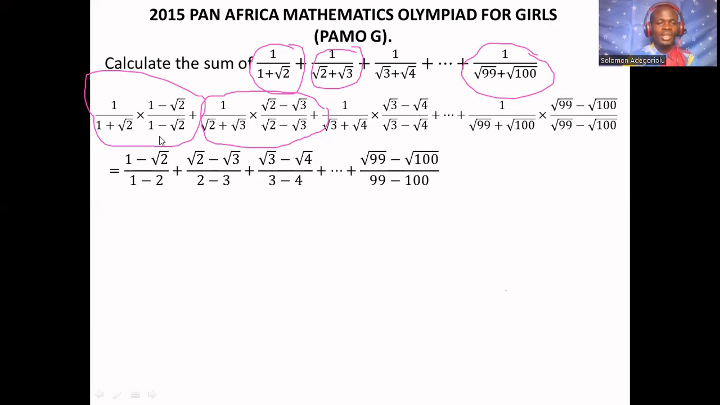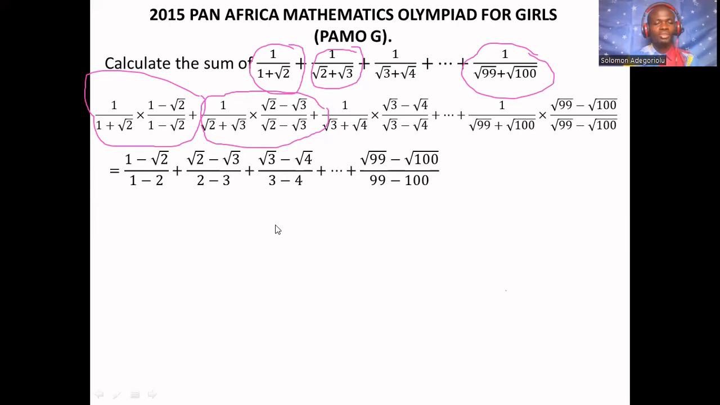And the denominator that I told you of, I said it is the difference of 2 squares. That's going to give us 1 minus 2. Then the same process is applicable here. We are going to get root 2 minus root 3 over 2 minus 3. And the process continues until we get to the last one here, which is root 99 minus root 100 over 99 minus 100.